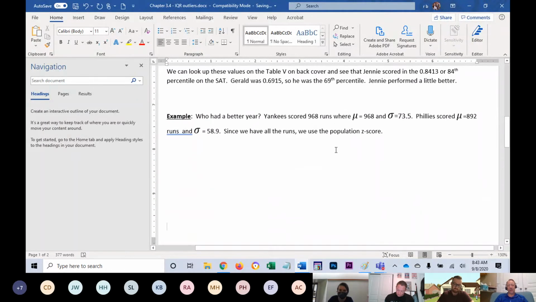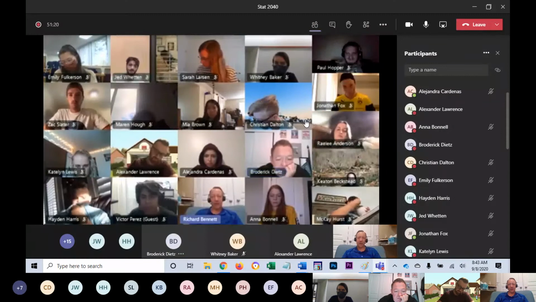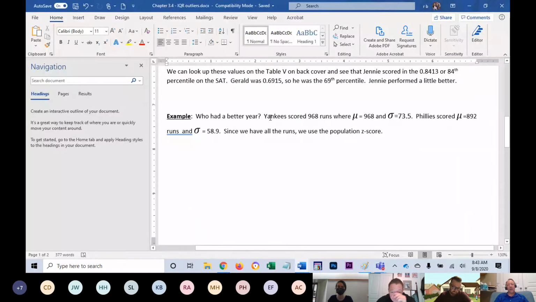Who had a better year, the Yankees or the Phillies? Just so you know, some of you are not baseball fans, which is a sad thing. In the American League, the pitchers do not hit, and so typically they score more runs than the National League. The Phillies are in the National League, so they're going to score fewer runs because pitchers hit and they don't do as well. So we're comparing two different leagues, and we want to know who had the better year. So let's find the Z-score for the Yankees.